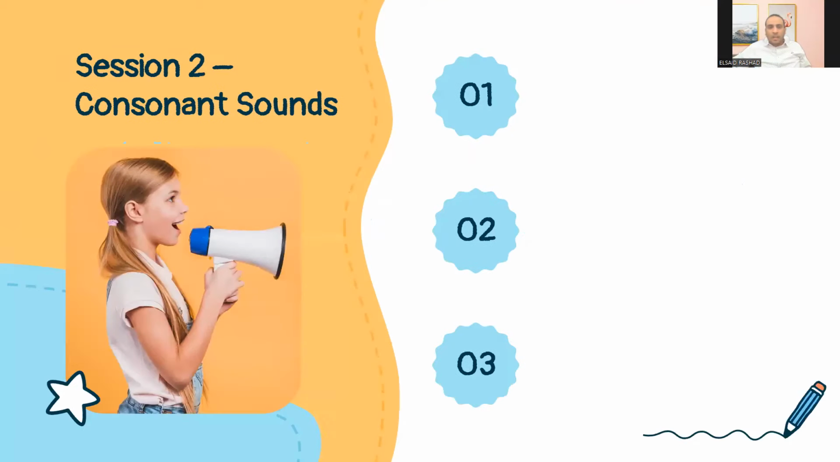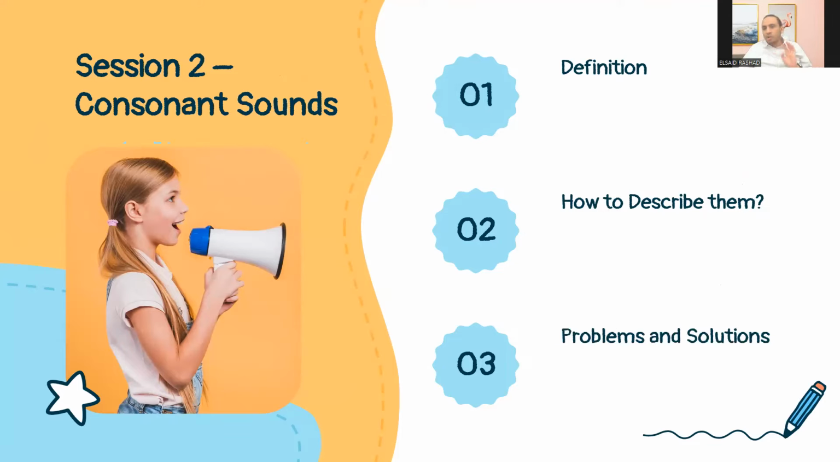You know. Thanks. The second session is about what? Consonant sounds, yes. Written here, consonant sounds. Okay. In this session, we're going to go over the definition of consonant sounds and then how to describe consonant sounds and problems and solutions. Okay. When we talk about problems and solutions, we talk about learners' problems and solutions, not teachers' problems and solutions, unless you're learners. So we can talk about, you know, things in general. So the definition of consonant sounds and how to describe them.